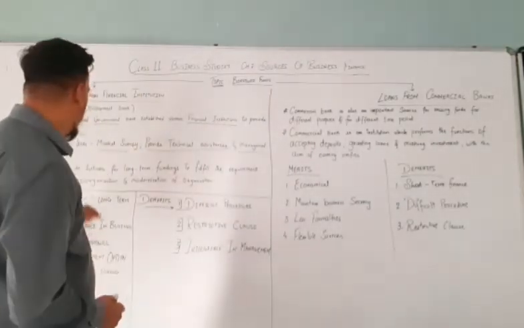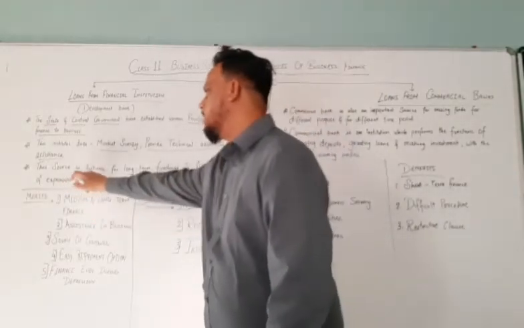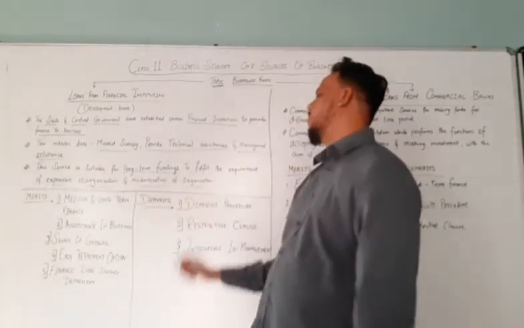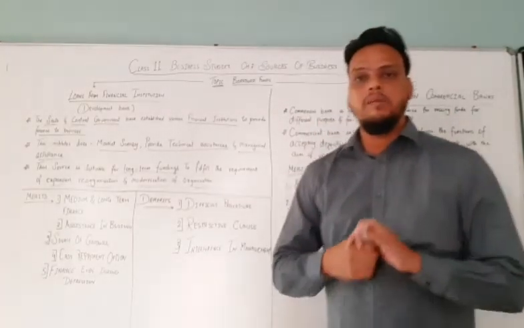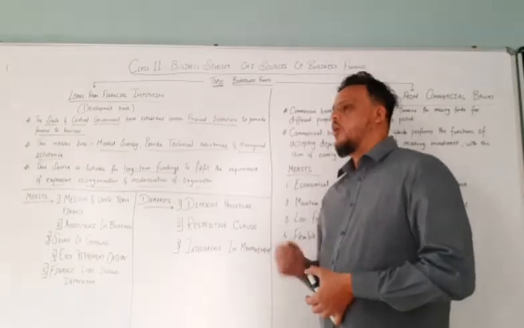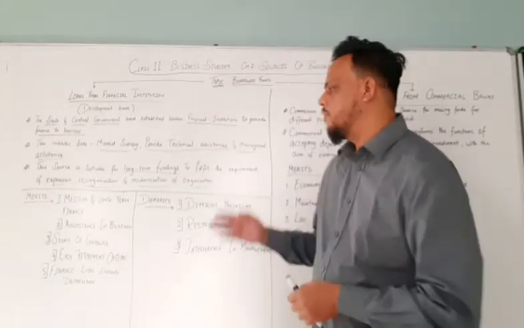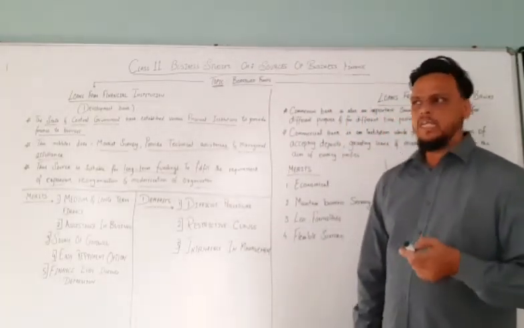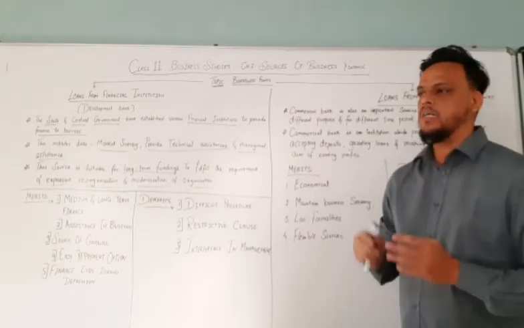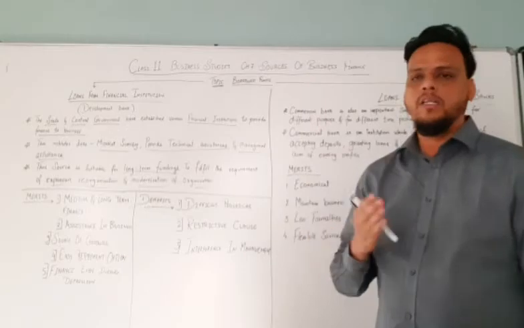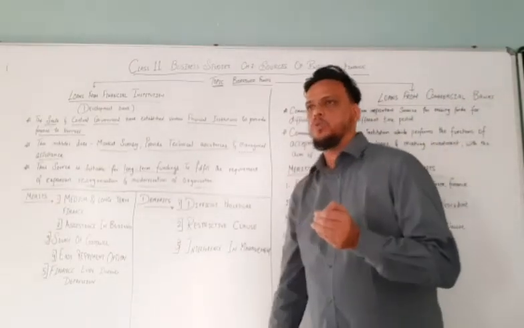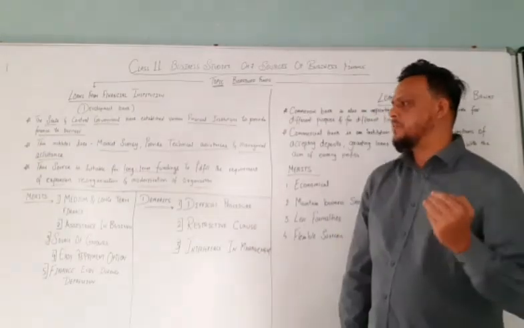Now, the next point is related to where this source is suitable. This source is suitable for long-term funding to fulfill the requirements of expansion, reorganizing, and modernization of an organization. These funds are helpful for expansion, or internal reconstruction, or modernizing with new machines and techniques to improve the organization's performance. This money is ultimately long-term funding, so it has certain concepts and procedures which have to be followed by the organization. This much is the introduction of a financial institution. So let's begin with the merits and demerits.